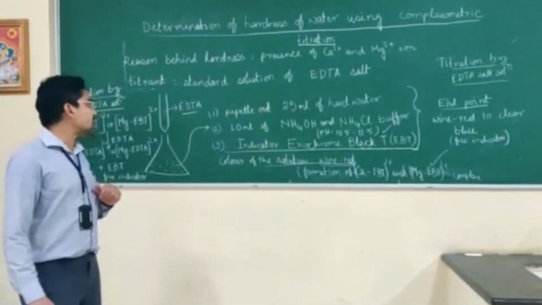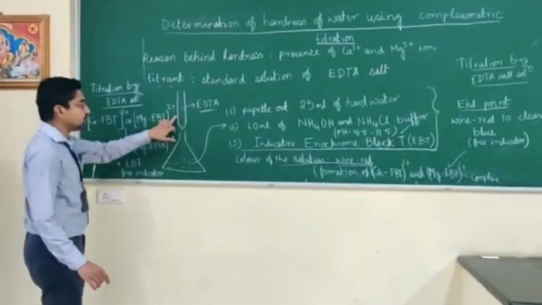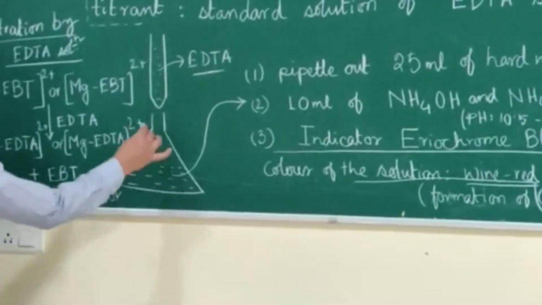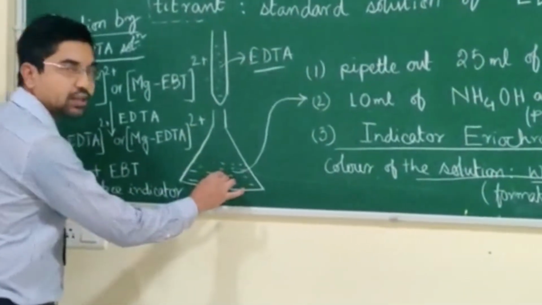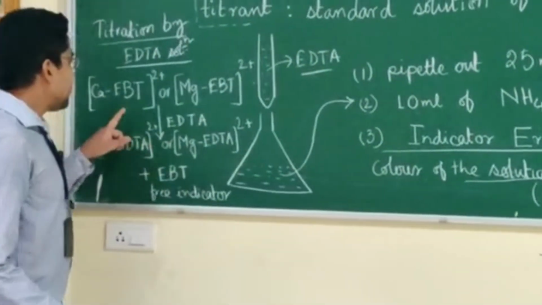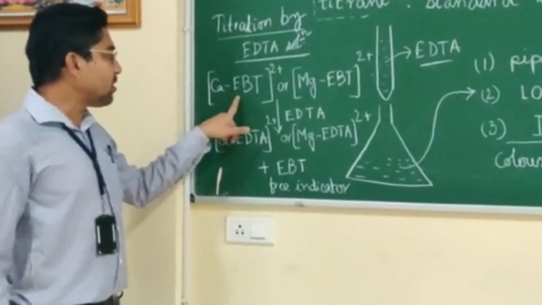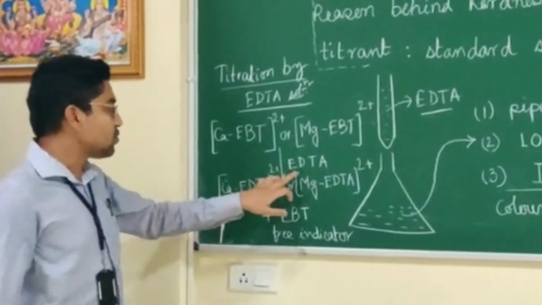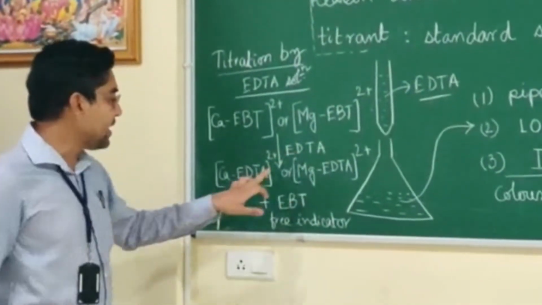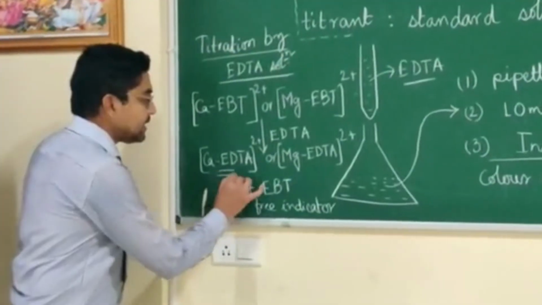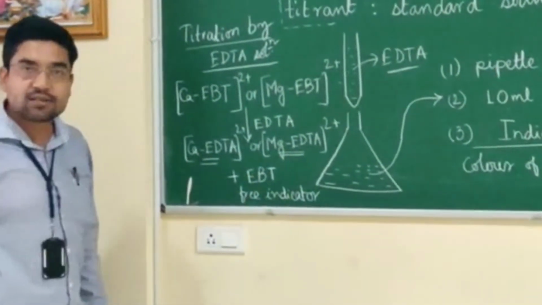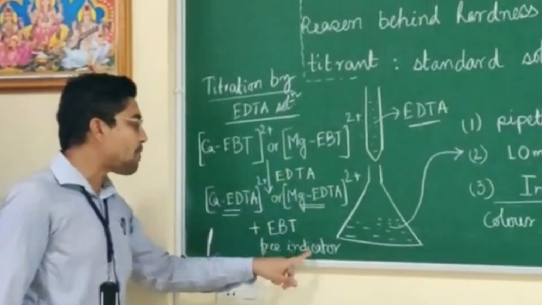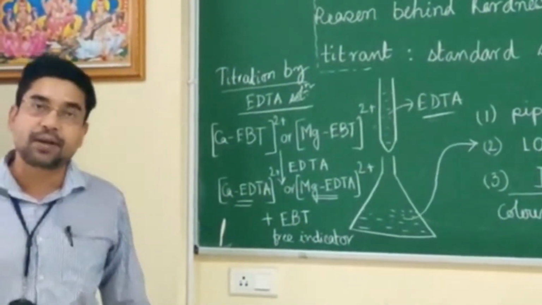Now we are going to start the titration. In the burette, we have taken the standard solution of EDTA. Drop wise we are going to add EDTA solution to the conical flask. So when we add EDTA to the conical flask, there exist calcium and magnesium indicator complexes. They are going to react with EDTA. As a result, calcium and magnesium EDTA complex is formed and free indicator is coming out. That means a type of replacement reaction is happening.